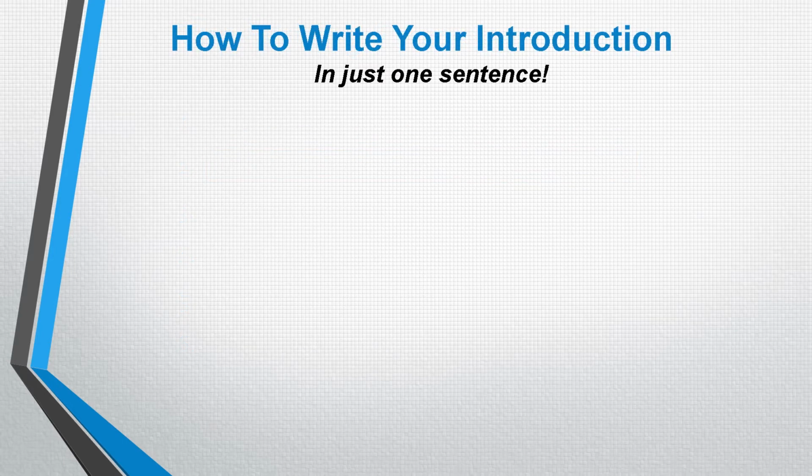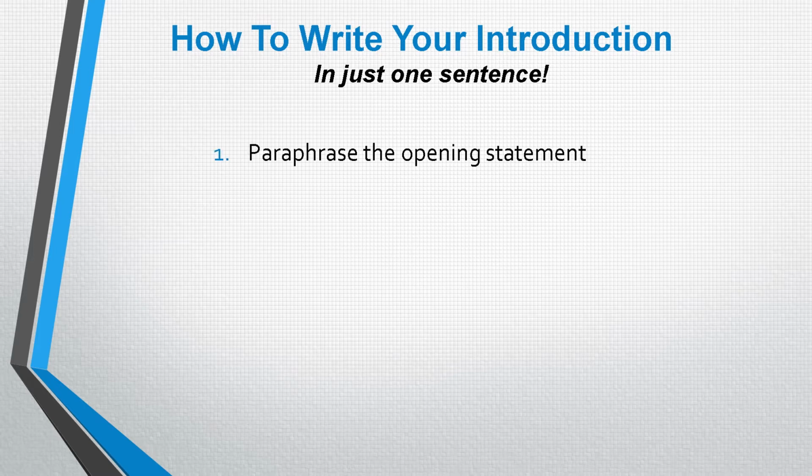There are four things you need to do to write a fast effective introduction in just one sentence. And that is, firstly, you're going to paraphrase the opening statement. So the opening statement is the sentence that tells you what your visual data is about. We'll be looking at an example of this in a moment, but essentially you're going to be paraphrasing this sentence.